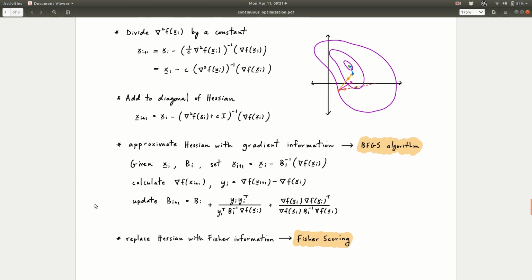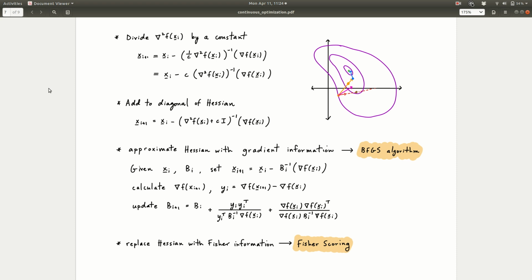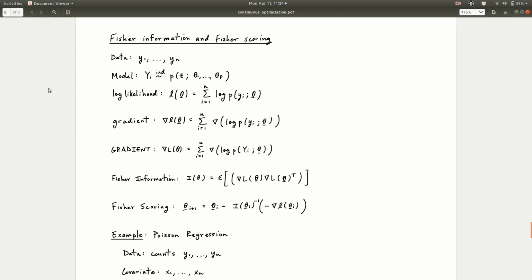The one that we're going to spend a bit more time talking about is called Fisher scoring. This is another case where we replace the Hessian with something, and we're going to replace it with a quantity called the Fisher information. So what is the Fisher information, and what does Fisher scoring do? This is a method that can be applied to maximum likelihood problems. And here's how it works.